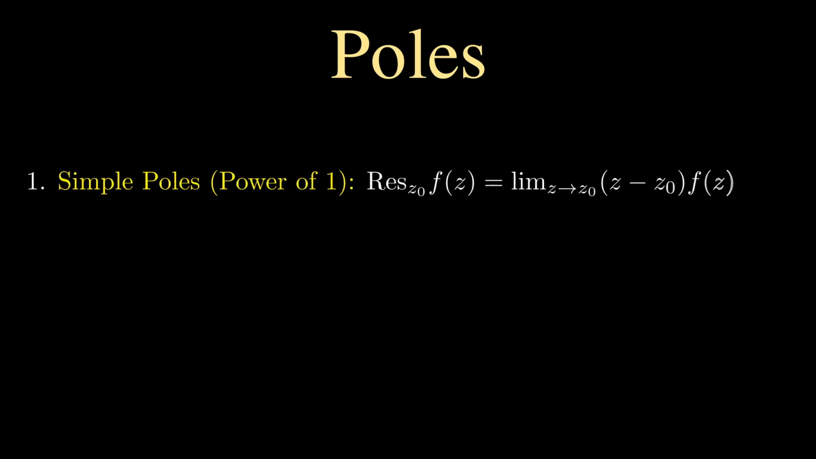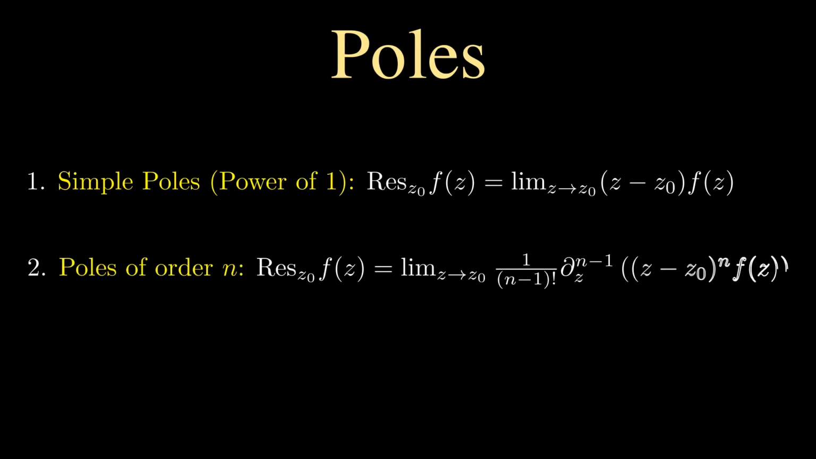To compute the residue of a function at poles, we do the following. If we have a simple pole, which means a pole of order 1, then we consider the function f of z times z minus z0, and then we take the limit as z goes to z0, and that's our residue. If the singularity instead is of higher order, so it's a pole of order n, so squared, cubed or any other power, then we take the n minus 1 derivative of the function multiplied by z minus z0 to the power n, and then we evaluate this limit as z goes to z0, and divide by n minus 1 factorial. Let's put this into practice.